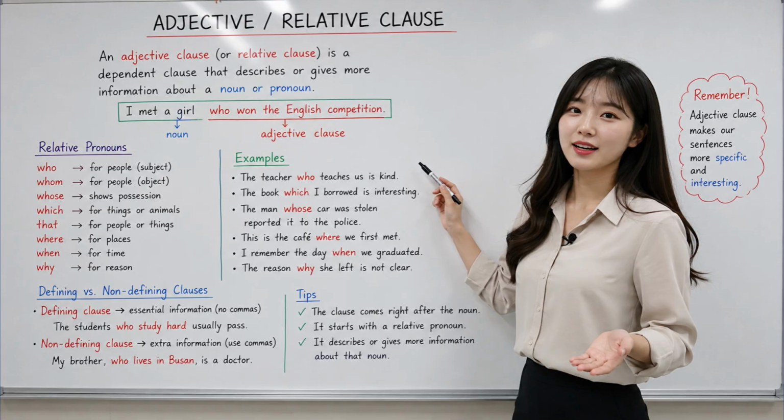Choose the correct relative word. Remember, who is for people, which is for things, where is for places, when is for time, whose shows possession, and why follows the noun reason.